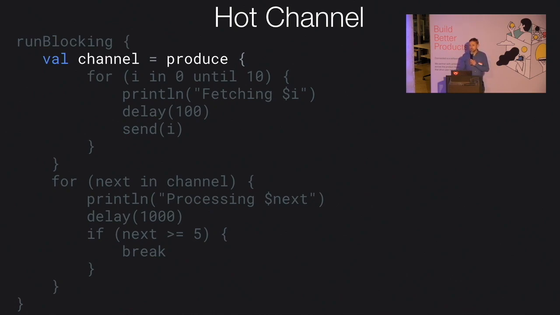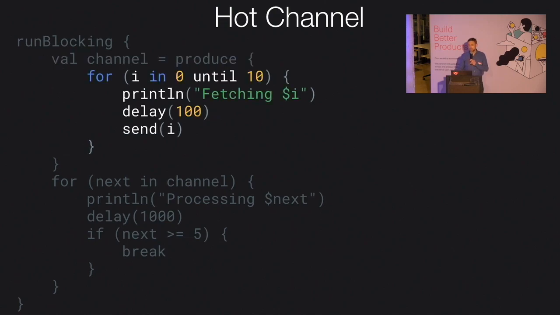So we're going to create a channel with this channel builder called produce. The way this channel builder works is that inside the builder you call send. Here you can see I'm sending the first 10 numbers to the channel. And we're calling delay, which is another suspend function, which basically returns control back to the calling thread for 100 milliseconds, as we're pretending to make a fetch.